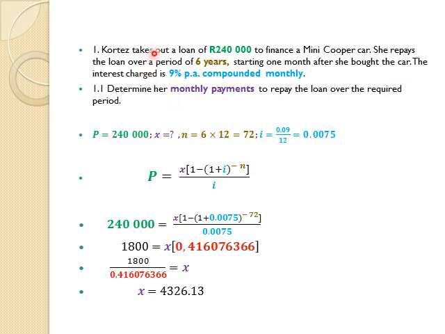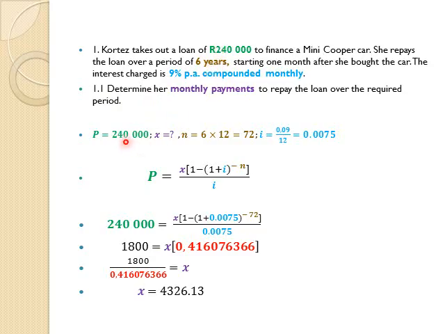Cortez takes out a loan of 240,000 to finance a Mini Cooper car. She repays the loan over a period of 6 years, starting 1 month after she bought the car. The interest charge is 9% per annum, compounded monthly. Determine her monthly payments to repay the loan over the required period.